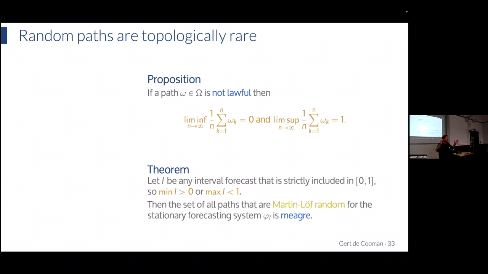So the difference here is not between precise and imprecise. The difference is between vacuous and non-vacuous. If I have a vacuous forecasting system, everything is random. So there's no restraint. But as soon as I become non-vacuous, as soon as I say something, then the result is a meager set. Whether that something is precise or not doesn't matter. The result is a meager set. So in that sense, there is no real difference. The real difference is not between precise and imprecise. The real difference is between vacuous and non-vacuous. There's many more things that we can say about this type of randomness and this imprecise notion of randomness.